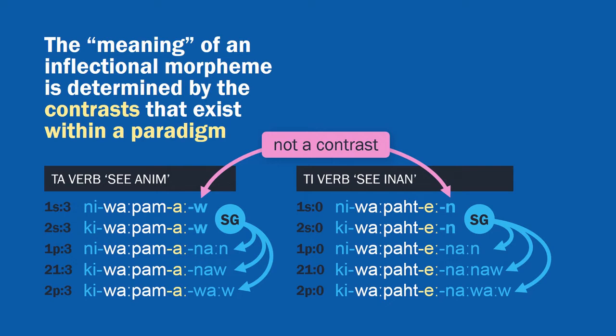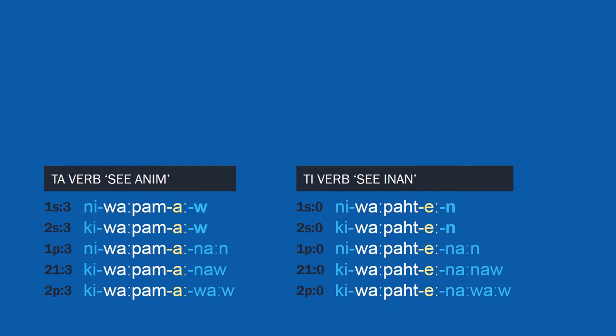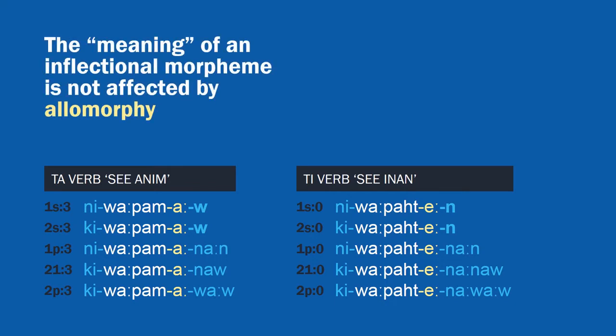At this point, you might not be fully satisfied with that answer because it still feels like the difference between W and N should mean something. So another point that I'd like to make is that the meaning of an inflectional morpheme is not affected by any allomorphy that applies to that morpheme. Allomorphs of a morpheme have the same meaning regardless of how they're conditioned.